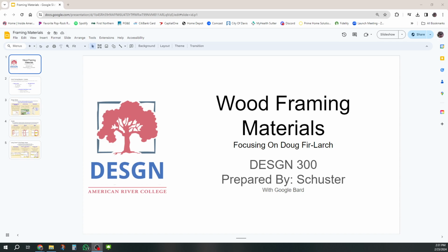Okay, let's take a look at some information about the materials that wood framing is done from. And we're going to focus on Doug fir larch because that's what grows in our area. And the focus of this is how do we know that the wood is going to be strong enough, or our design is going to be strong enough, using a certain type and grade of wood. So let's see what we have to learn about then.